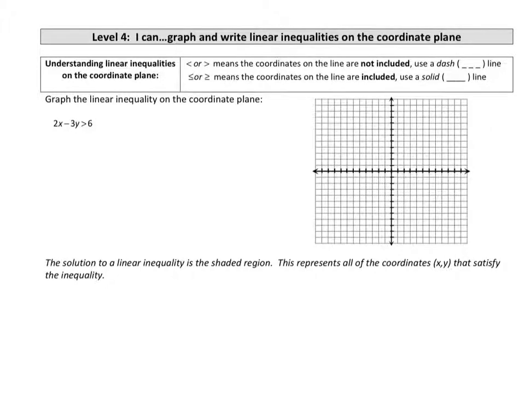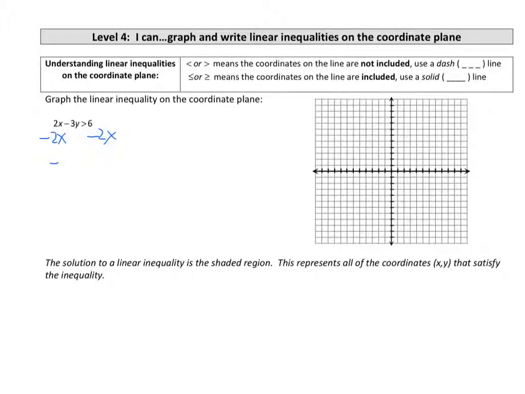In level 4, you'll be graphing or writing linear inequalities in the coordinate plane rather than the number line. To do this, you're going to graph the inequality the same way you would graph a line. So we want the line to be in y equals mx plus b form. So just like we did in our last skill, we're going to solve for y. In this first inequality, I would subtract 2x from both sides.